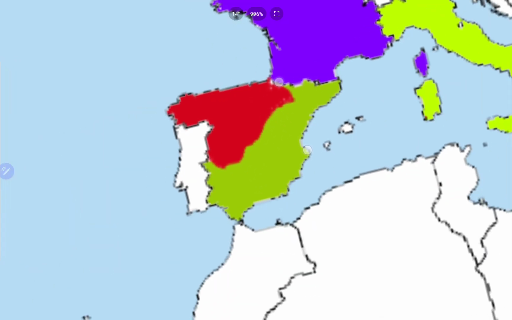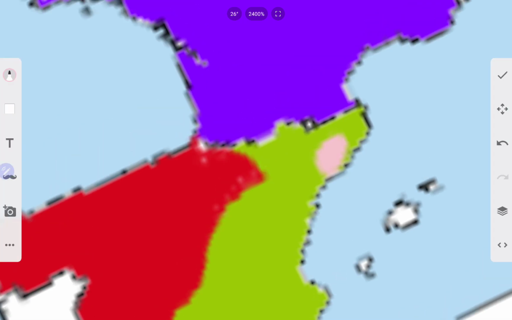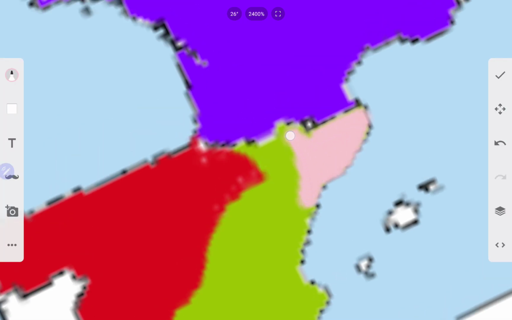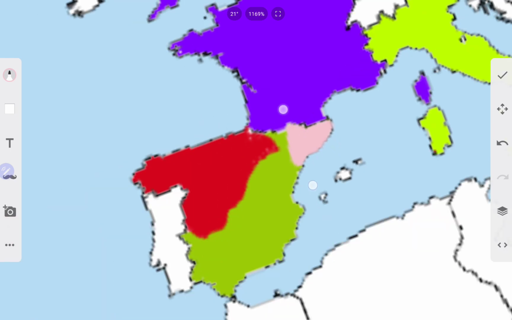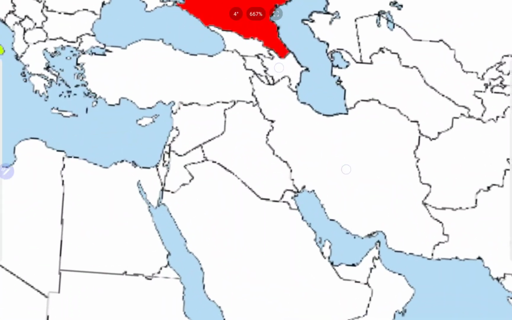Meanwhile, the German alliance continues to win. Meanwhile, Catalonia finally says we're done. We're done with Spain. We want independence. Okay, screw you, Spain. That's basically what they're doing.